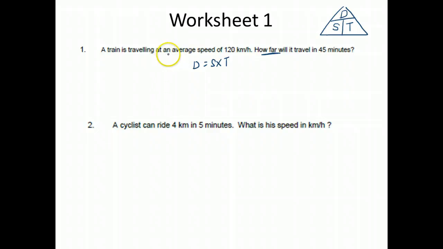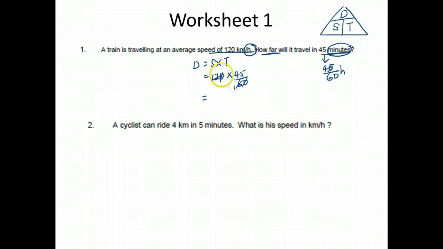Let's look at the question here. It says that the train is traveling at an average speed of 120 kilometers. So my speed is 120 kilometers per hour. How far will it travel in 45 minutes? If we look at the speed here, it is in hour. However, the time given is in minutes. So we have to change our 45 minutes to hour. So we take 45 divided by 60 to give me in hour. So our time will be 45 out of 60. And our distance will be 90 kilometers.